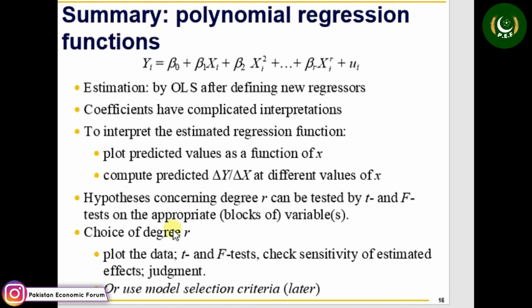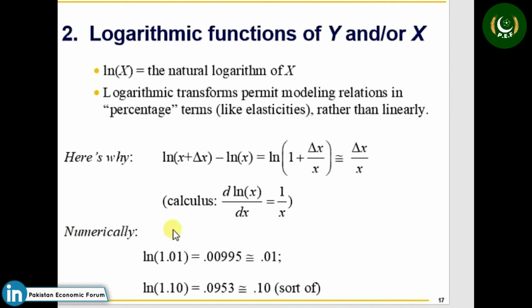So this is the summary, you can see it, and we'll discuss in the next video about log-log, linear-log, log-linear, their interpretation, interaction variables, why we need interaction variables, and some other concepts related to regression functions which are non-linear in variables, not non-linear in parameters for the time being.